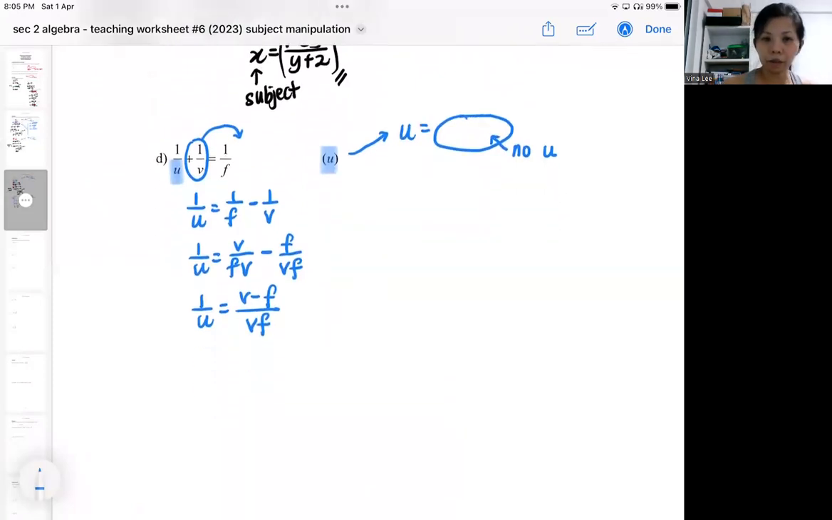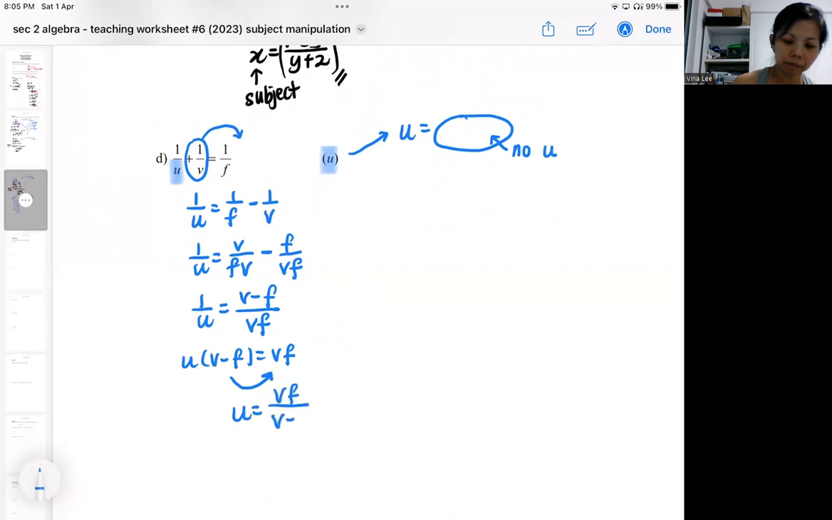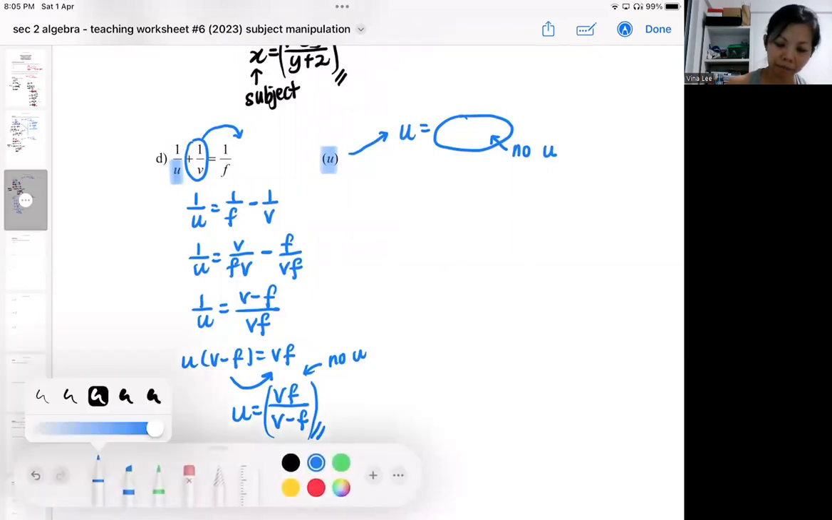So from a single fraction here, you can cross multiply. Cross multiply again, and you divide the bracket over. And you do a check. You got no U in your answer. Okay, so fraction technique, making same denominator. And again, we come back to cross multiply.